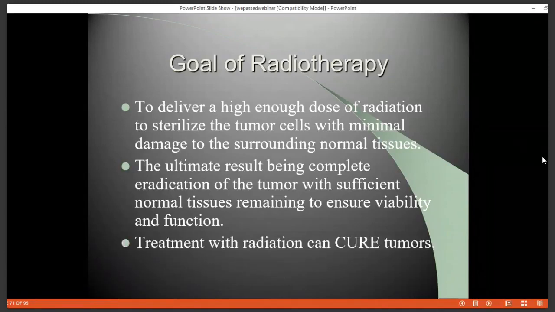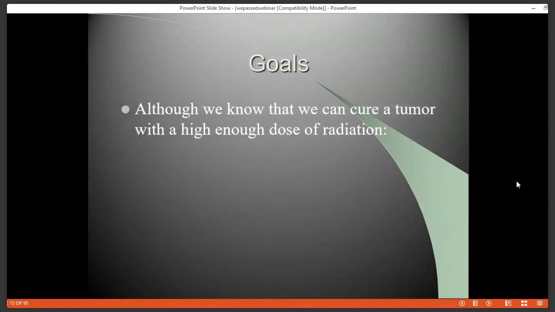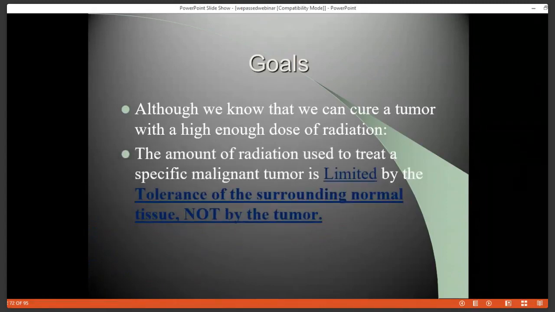Treatment with radiation absolutely can cure tumors. There are curative doses associated with all tumor types. The question, of course, becomes: can the normal tissues handle those high doses of radiation? That becomes the goal of looking at dosimetry and different types of LET radiations. What can we do to improve cure rates, and at the same time leave behind really viable, healthy, and functioning normal tissues? Although we certainly know we can cure a tumor with a high enough dose of radiation, the goal is to not go beyond the tolerance of the surrounding normal healthy tissues.